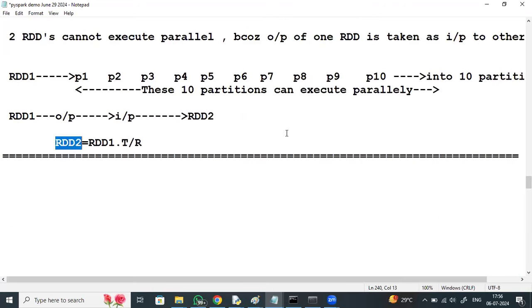How many partitions can we create in an RDD maximum? How many systems you have got, those many partitions you can create. Okay.